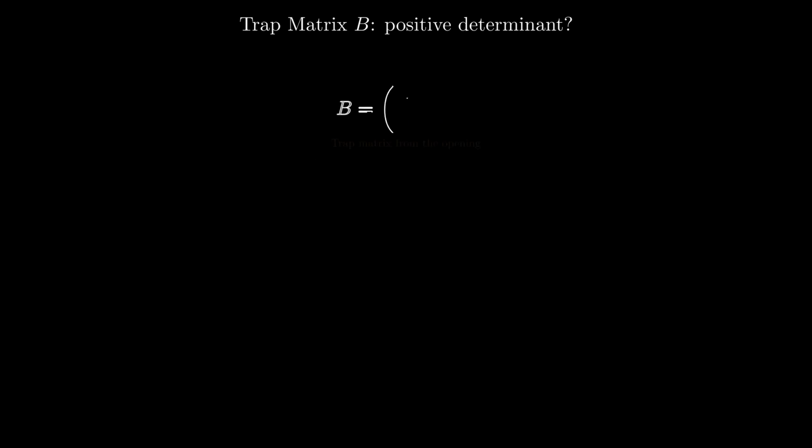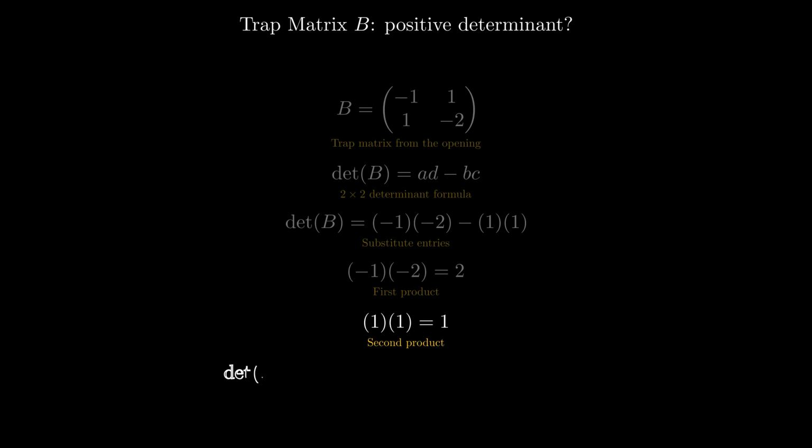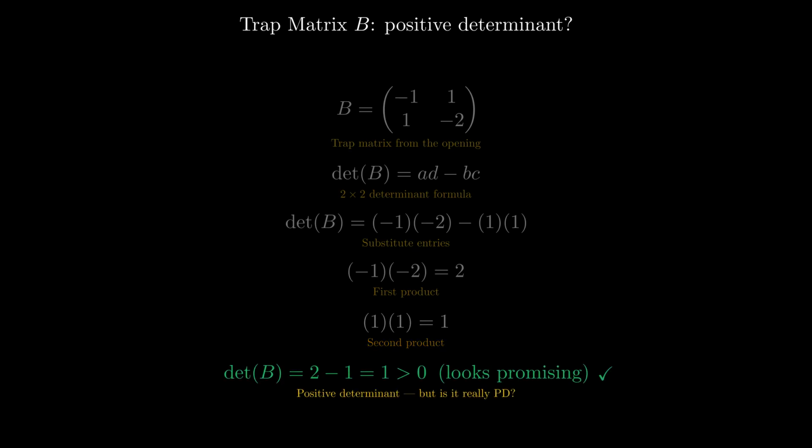Now back to the trap from the opening. We have matrix B with entries negative 1, 1, 1, negative 2. Let's compute the determinant carefully. For a 2 by 2 matrix with entries a, b, c, d, the determinant is a times d minus b times c. So for B, it's negative 1 times negative 2 minus 1 times 1. Negative 1 times negative 2 is positive 2. 1 times 1 is 1. So the determinant equals 2 minus 1, which is 1.